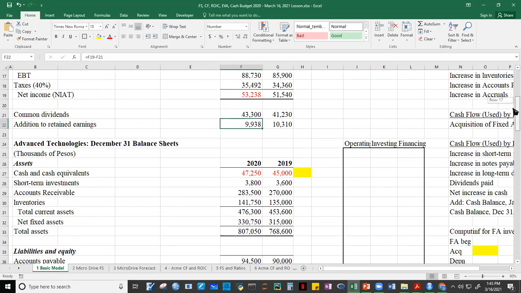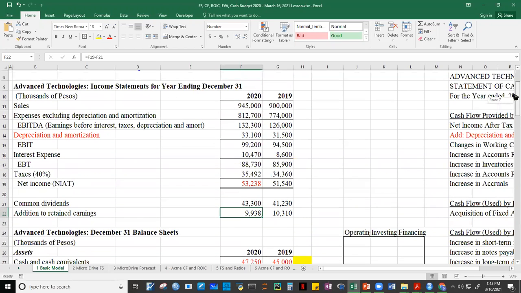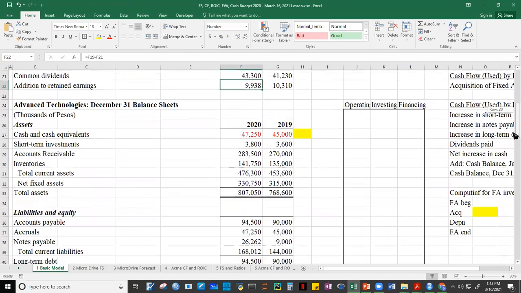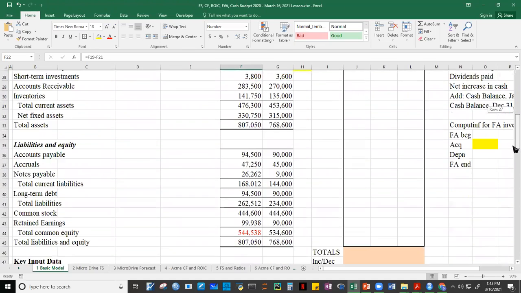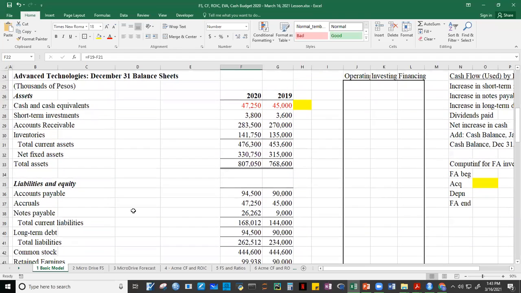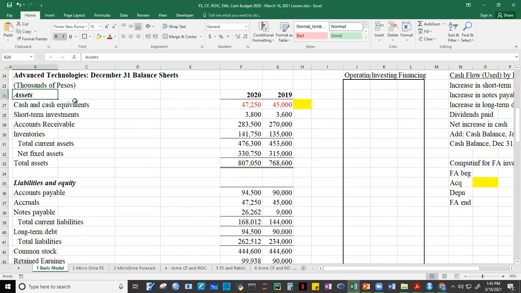Any questions so far? None, sir. Okay. All right. So that's the income statement, no? And then let's go quickly to the balance sheet. So yung balance sheet natin, guys, consists of three main parts: your assets, and then your liabilities and equity. So let's take a look at the asset side.